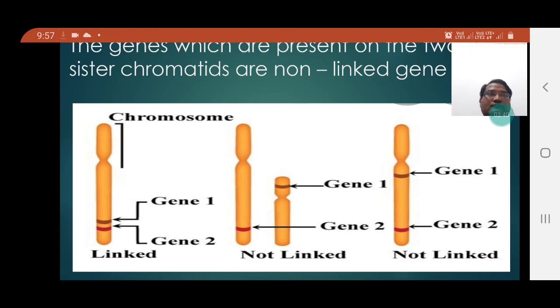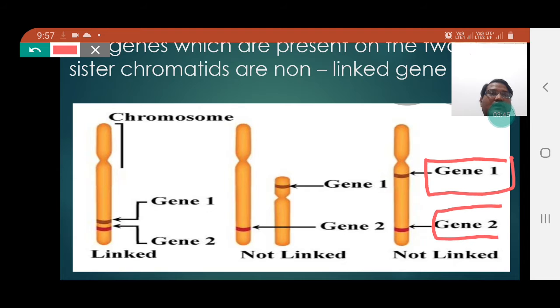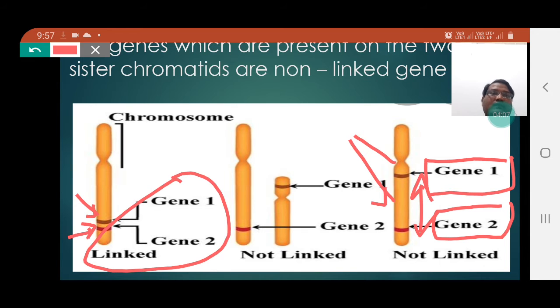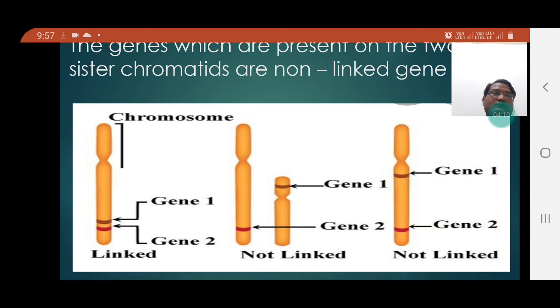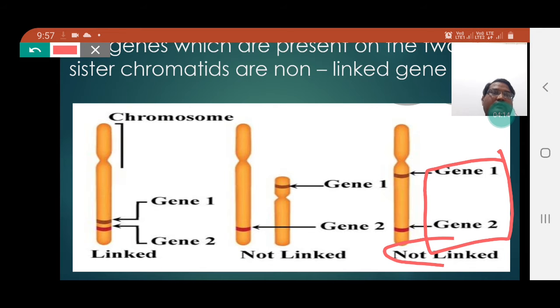Students, here also we can notice that the genes are located on the same sister chromatid, but the distance between the genes is more in comparison to the distance between the genes in this chromosome. That is why here the genes are linked, whereas here the genes are not linked.